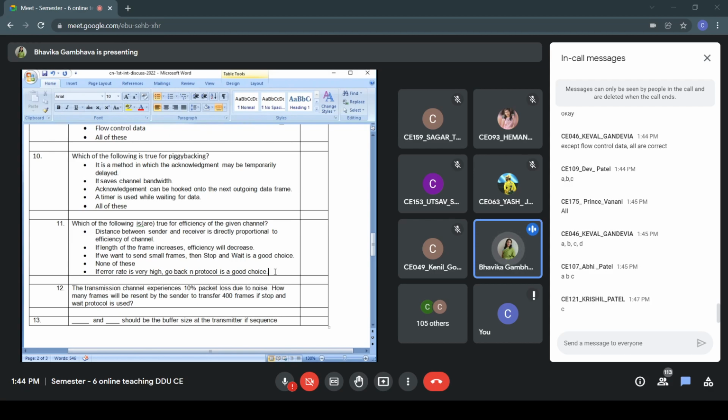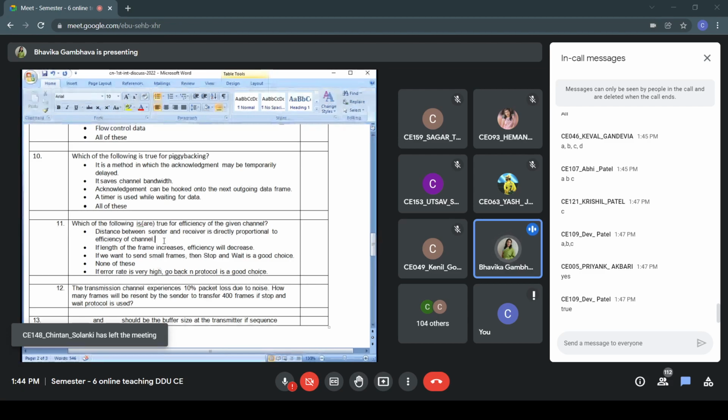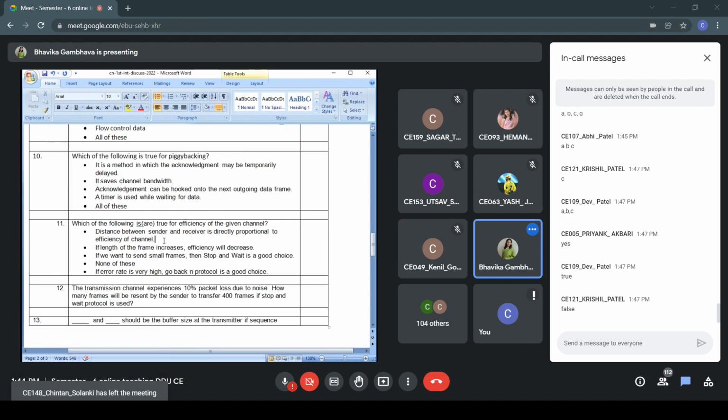Let's discuss one by one in case you are confused. Okay. See, distance is directly proportional to efficiency of the channel. Is it true or not? It is saying that if the source and receiver are far away, then the efficiency will be higher. Is it so? As you keep increasing the distance, efficiency will be better. Is it so? No. Yes, that is false.